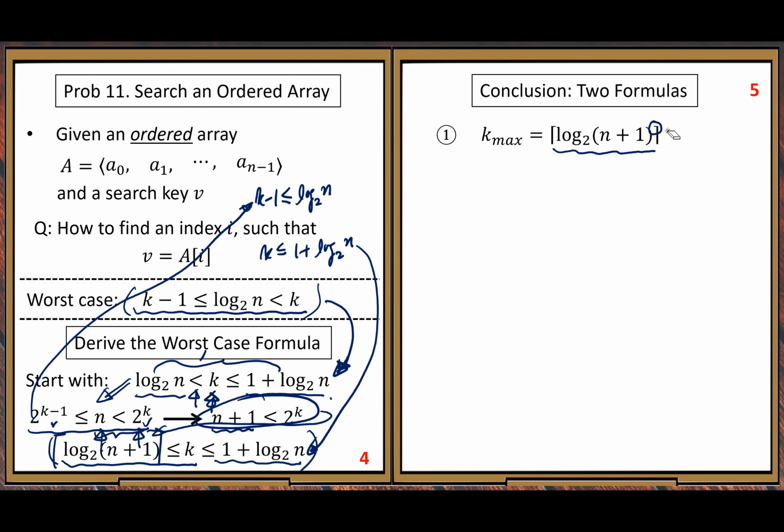All right. Can we use the upper bound function? Upper bound function greater or equal to k. So we should use the floor function here. All right. So our second formula, k max, there is another representation. k max equals 1 plus the floor function of log base 2 of n. These two formulas look different, but they have the same value.